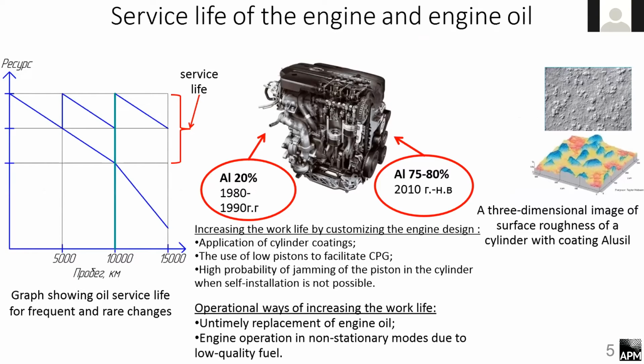The first graph shows the oil service life for frequent and rare changes. From 10,000 to 15,000 kilometers, we see that oil service life drastically reduces. The service life of the oil can be increased by customizing the design of the engine, that is by application of cylinder coatings and the usage of low pistons to facilitate CPG, as there is a high probability of jamming of the piston in the cylinder when self-installation is not possible. The other method to increase the service life of an engine is by operational ways, that is by timely replacement of the engine oil, and second, by engine operation in non-stationary modes due to low quality fuel.